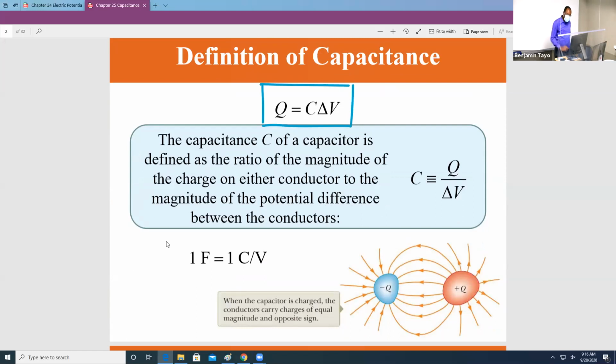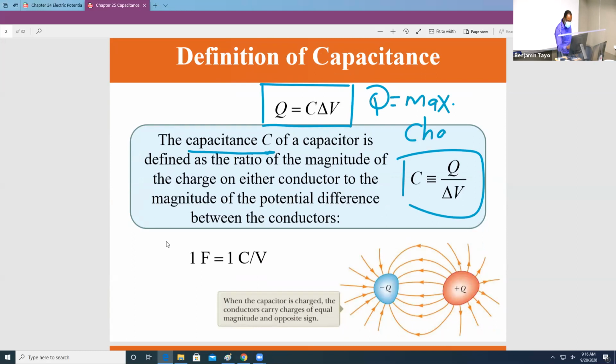So by definition, the capacitance, which has a symbol C, is just given by this equation right here. So Q is the max charge. So it's the maximum amount of charge that you can create.